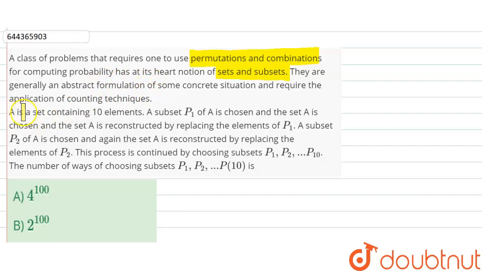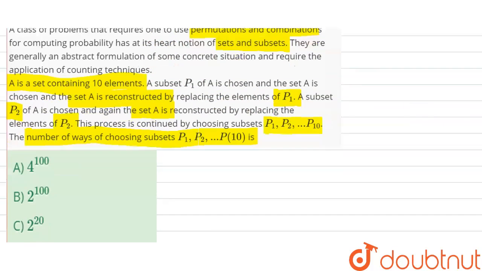A is a set containing 10 elements. A subset P1 of A is chosen, and the set A is reconstructed by replacing the elements of P1. Then again a subset P2 of A is chosen and again the set A is reconstructed by replacing the elements of P2. This process is continued by choosing subsets P1, P2 up to P10. The number of ways of choosing subsets P1, P2, up to P10 is, and then 4 options are given to us.